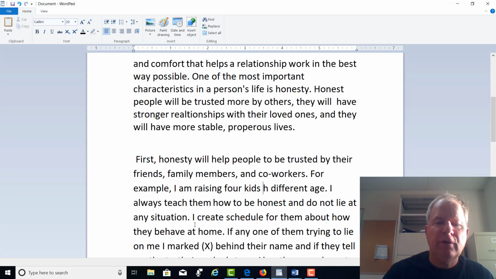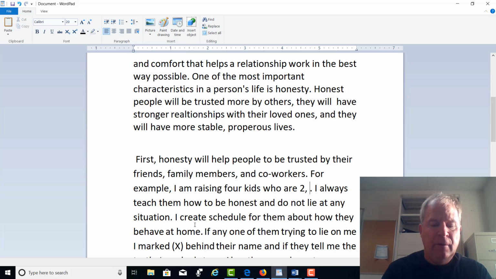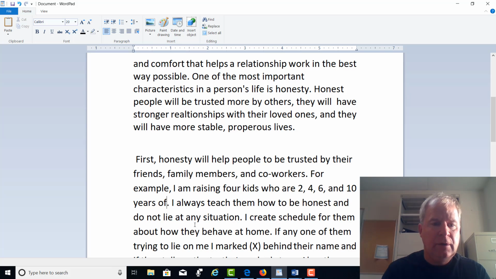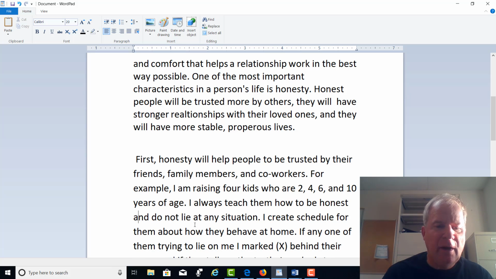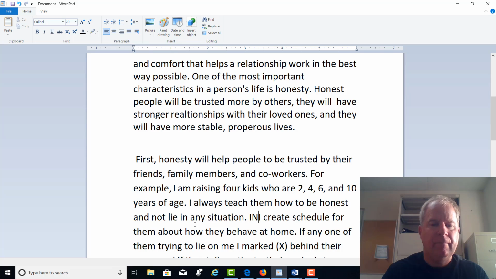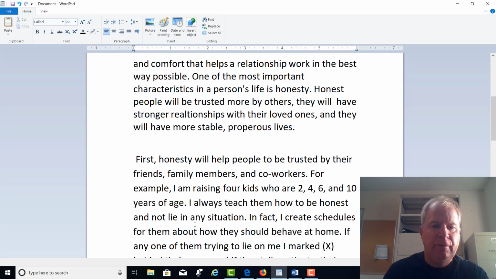I would change this and let's give exactly what their ages are. I'm raising 4 kids who are 2, 4, 6, and 10 years of age. I always teach them how to be honest and not to lie in any situation. Then you might use something like, in fact, I create schedules for them about how they should behave at home.